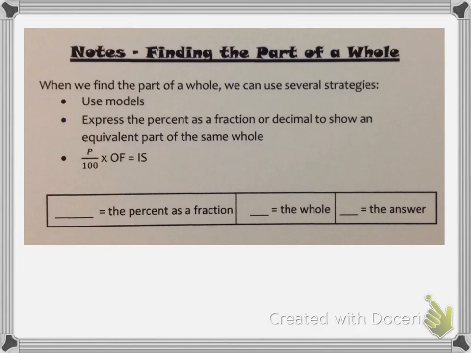Now, when you look at that formula and you hear me say it, it sounds really weird. So let's break it down and figure out what each part means. The P over 100 is the percent written as a fraction. Of will represent the whole, and then is will be our answer. And really is the part of the whole, which is what we're trying to find, the part of the whole.